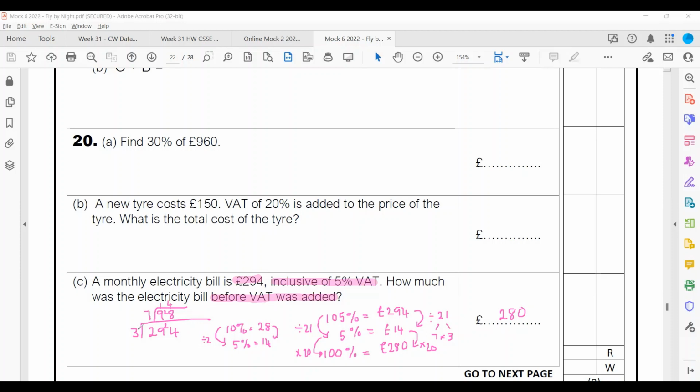Now, if you don't like dividing by factors, you can, of course, divide 294 directly by 21. So 21 will go into 29 once with a remainder of 8, and 21 goes into 84 4 times. So you can do it that way as well. And obviously you can use the long division method if you prefer.